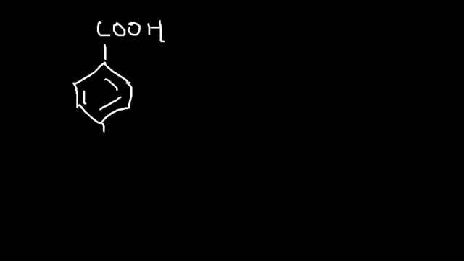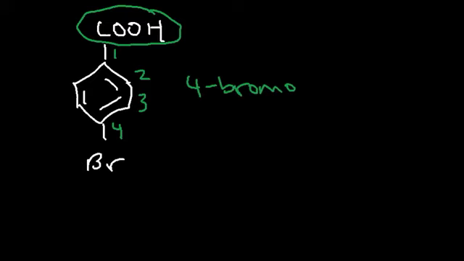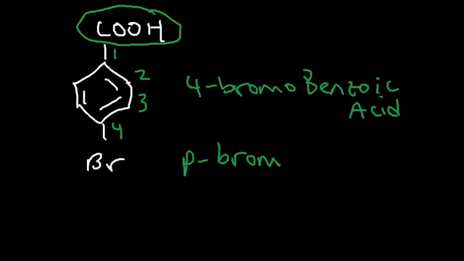So let's say we have this particular compound and we want to name it. This is on carbon 1, 2, 3, 4. So this will be called 4-bromo, and then the parent name with the COOH group, that's a carboxylic acid. So we said it was benzoic acid. So this is called 4-bromobenzoic acid. Now, 1,4 was also associated with para, so we can also call this para-bromobenzoic acid.